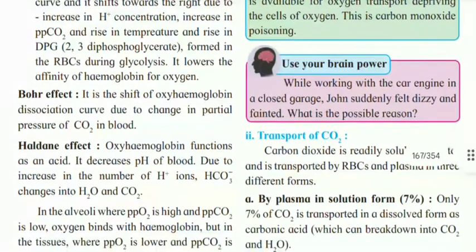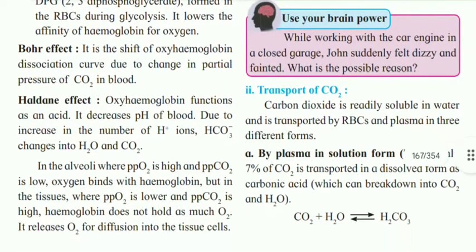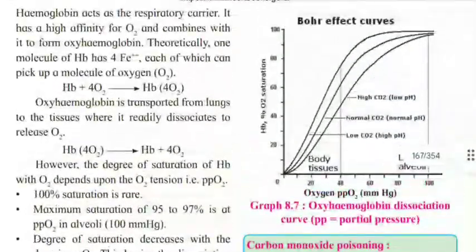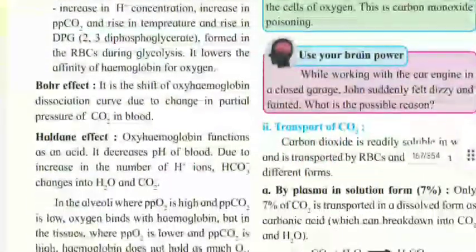Haldane effect. Oxyhemoglobin functions as an acid. It decreases pH of blood due to increase in the number of H+ ions. HCO3- changes into H2O plus CO2. In the alveoli, where PO2 is high and PCO2 is low, oxygen binds with hemoglobin, but in the tissue where PO2 is lower and PCO2 is high, hemoglobin does not hold as much O2. It releases O2 for diffusion into the tissue cells. So this is the Bohr effect curve. It just shifts to the right because of the partial pressure of CO2 in blood.